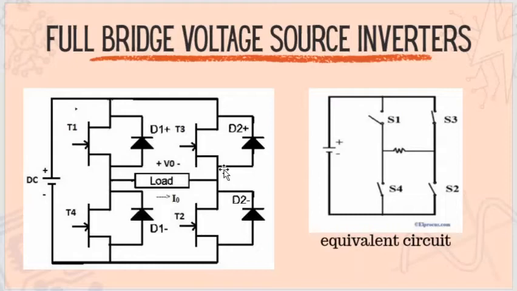Transistors can be the IGBT or MOSFET, or a thyristor and a diode. So these are the diodes, and these are either thyristors or transistors. Pairs are connected together: T1 and D1 are connected in parallel, T3 and D2 are connected in parallel, T4 and D1 are connected in parallel, and T2 and D2 are connected in parallel.